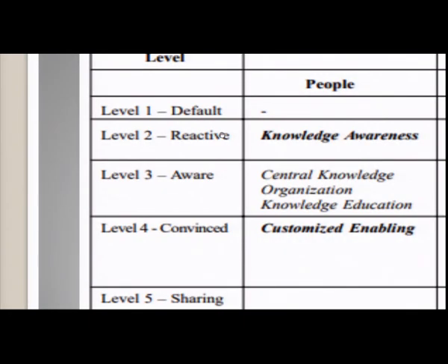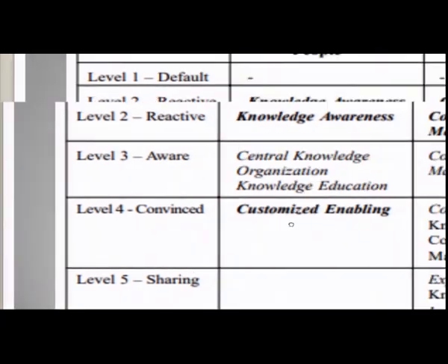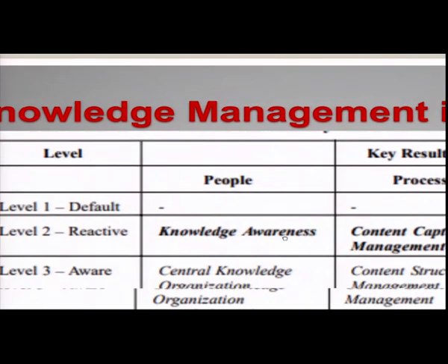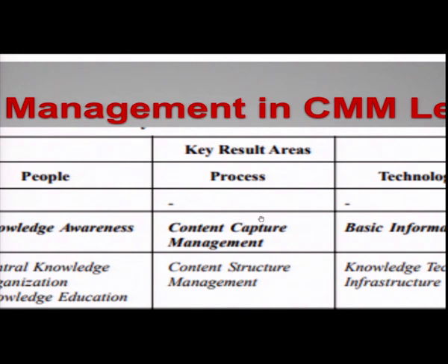Now, let us see knowledge management in the CMM levels. My dear viewers, you might know that the industry has 5 different CMM levels. The first level is the default level, second is the reactive level, third is the aware level, fourth is the convinced level, and the fifth one is the sharing level. Here, let us see the key result areas. The key result area is classified into 3 different groups: people, process and technology.